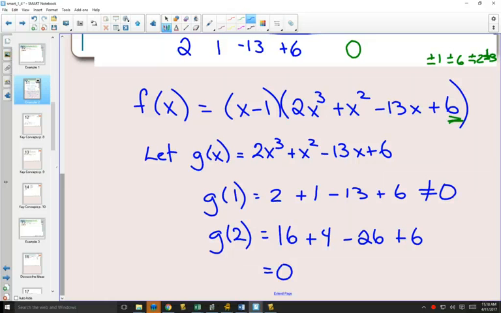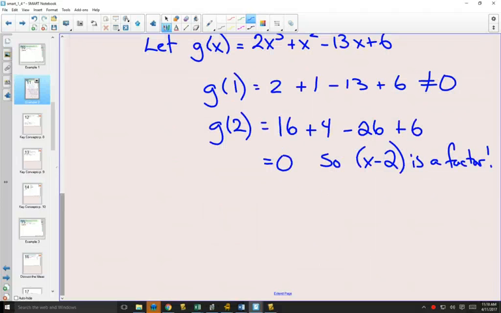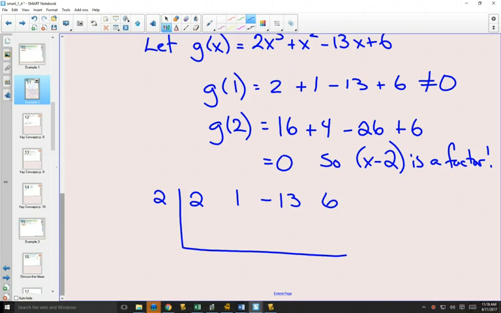What does this mean? x minus 2 is a factor. And so now we can divide x minus 2 out of this. So we go to our synthetic division again. We had 2, 1, negative 13, 6. If we're dividing by x minus 2, a positive 2 would be out here. If everything works fine, this should be a 0 as a remainder in the end.